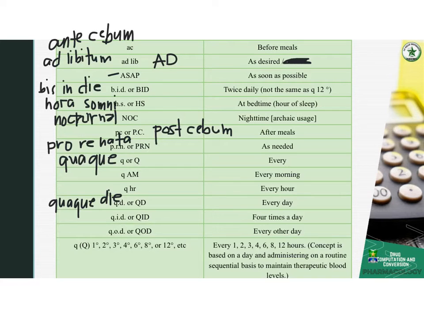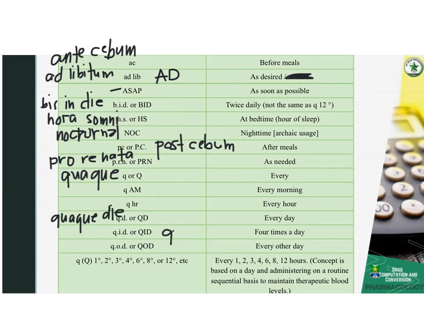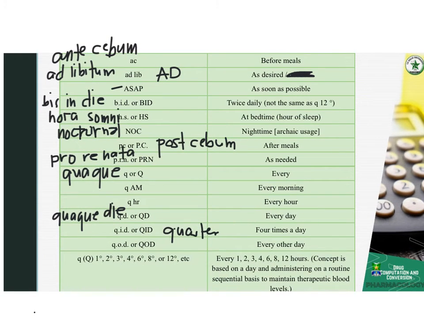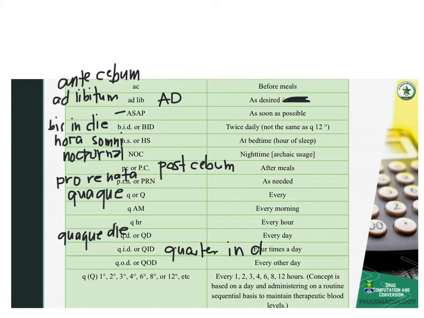Your QID stands for four times a day, because QID means quarter in dai. Okay, I'll put it here: quarter in dai. So it means four times a day. That is for your QID.